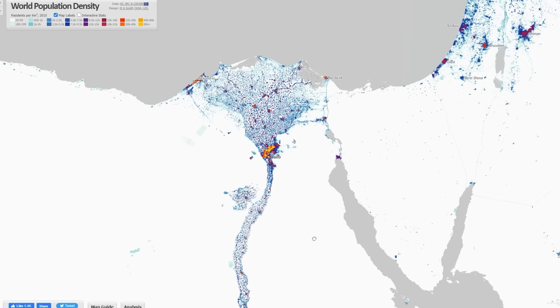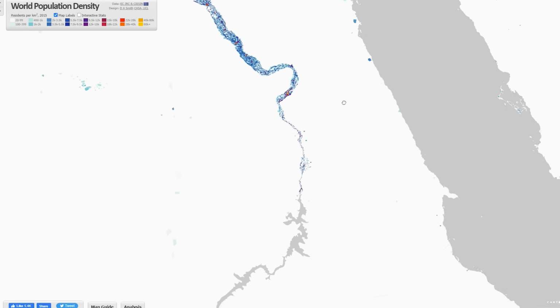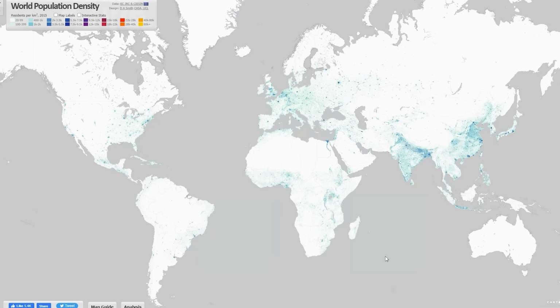I like how this is the focus point, and the further south you get, you can kind of see population start to drift off into basically nothingness. Even zoomed all the way out at the full map, you can still see it pretty clearly.